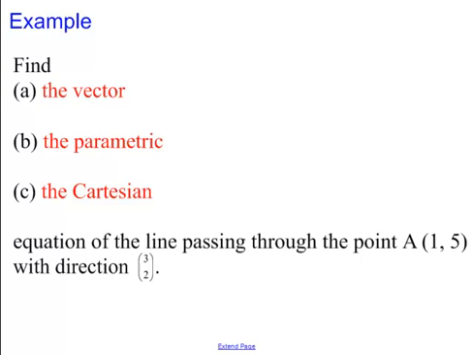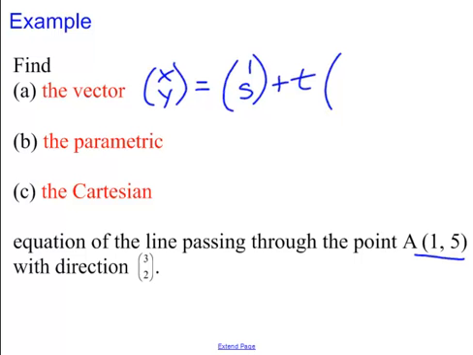So we want to find the equation of the line passing through the point A, which is 1, 5, with the direction 3, 2. We want to find the vector equation, the parametric equation, and the Cartesian equation. So starting with our vector equation, in my opinion that's the easiest one to start with. My vector equation, I'm finding some x, y point that equals your starting point. I'm starting with the point 1, 5. That's that fixed point that we're looking at. It's going through that point, plus t times the direction vector, which is 3, 2.